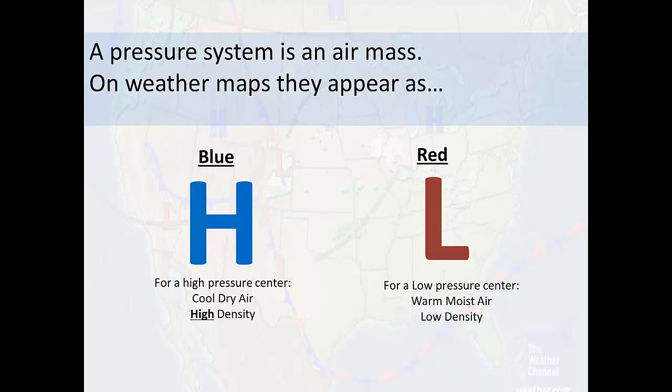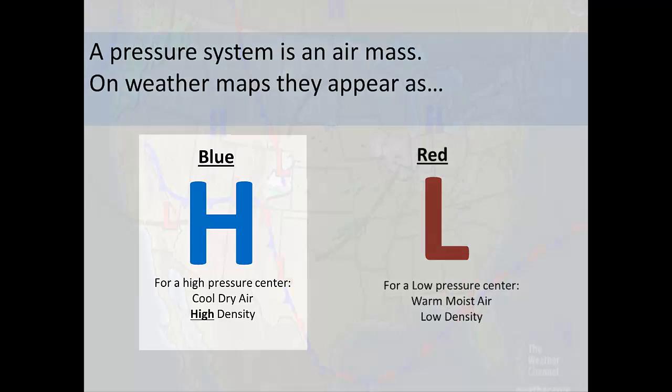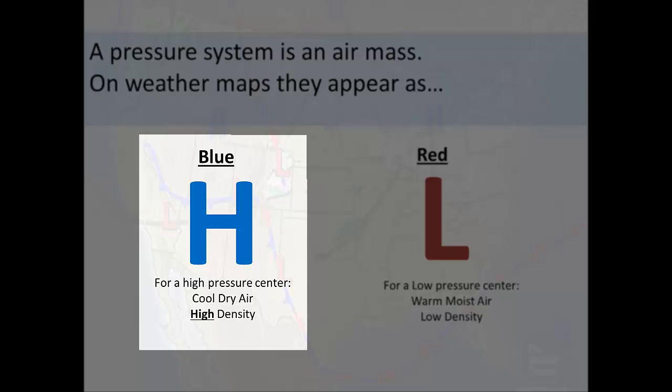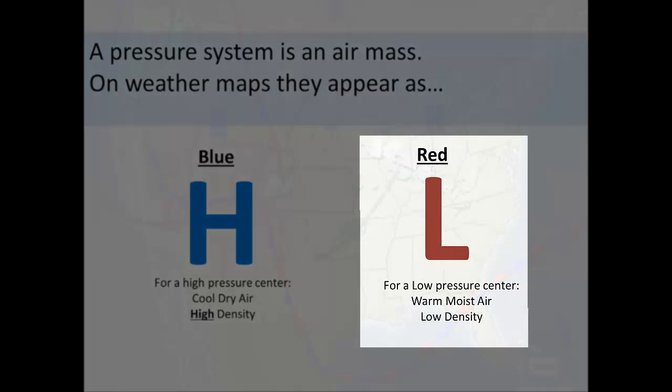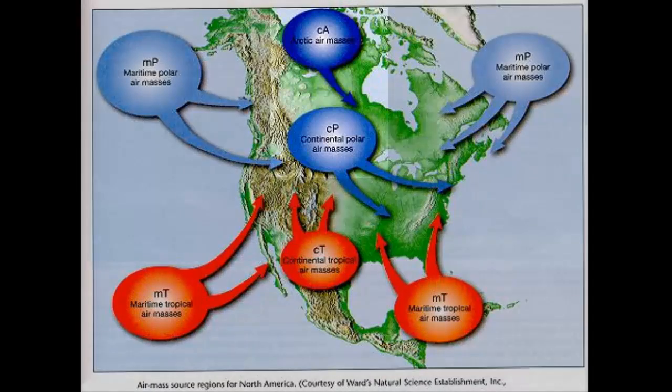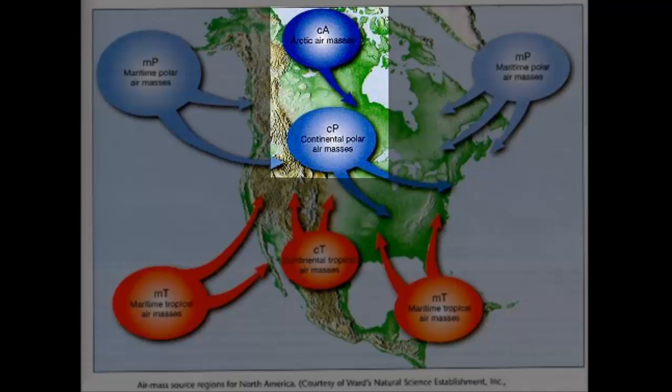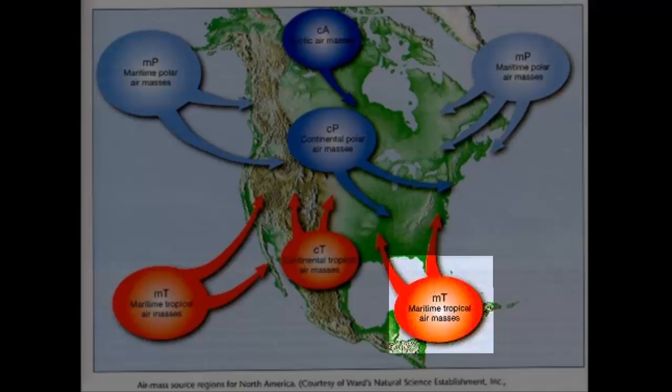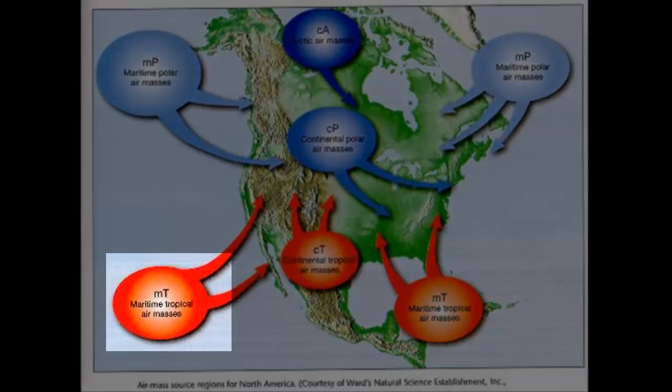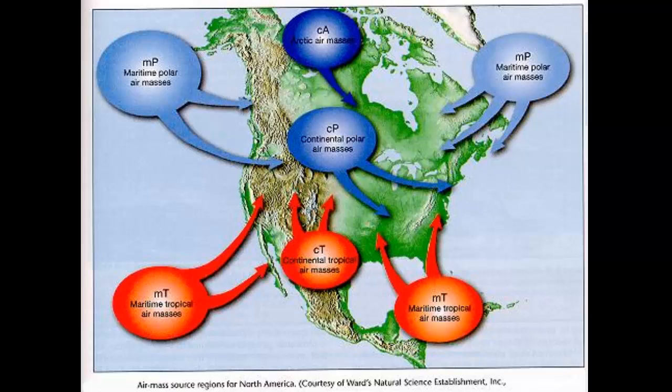First and foremost, any pressure system is an air mass. So where you see the H, it's the center of an air mass. And when you see the L, it's the center of an air mass. Now, high pressure means high density air. Cool air is dense, and dry air is dense. So a high pressure system is cool and/or dry. And low density air is warm and/or wet. So a low pressure system is warm and/or wet. The most high pressure is going to be continental polar or an Arctic air mass because it's cool and dry. And the most low pressure is going to be a maritime tropical air mass because it's warm and wet.